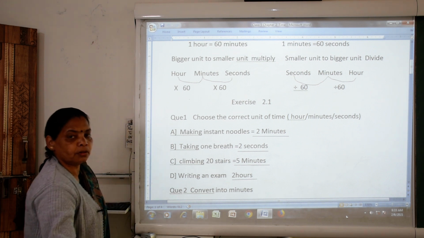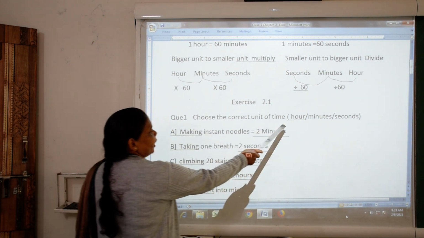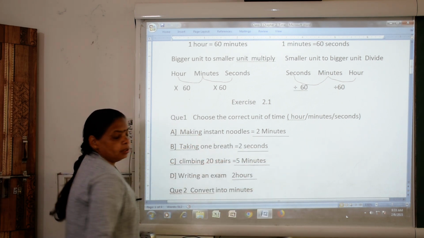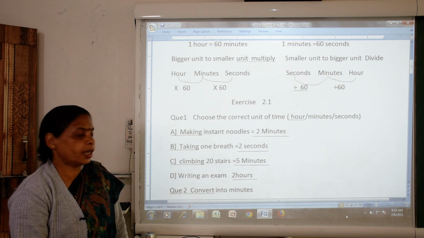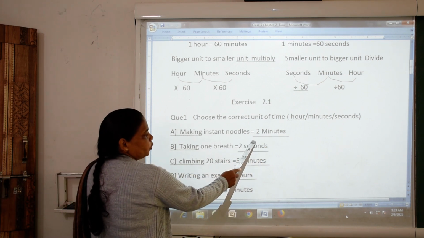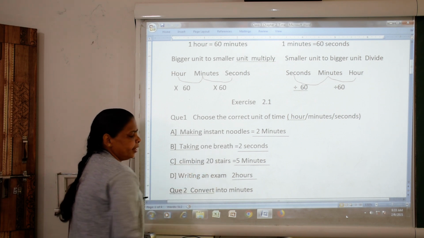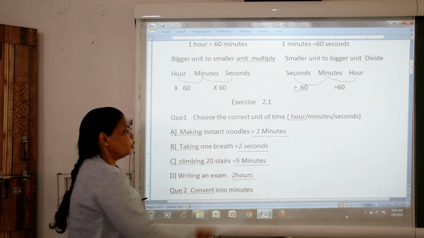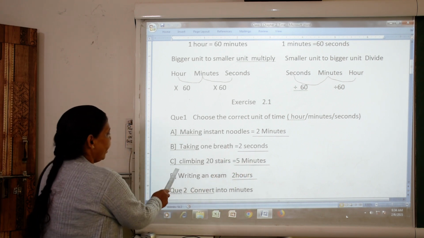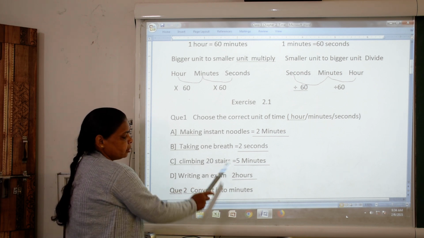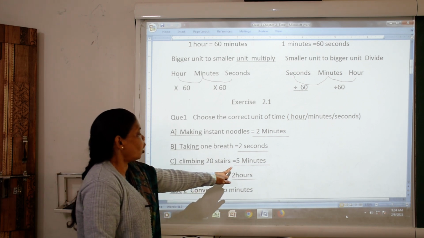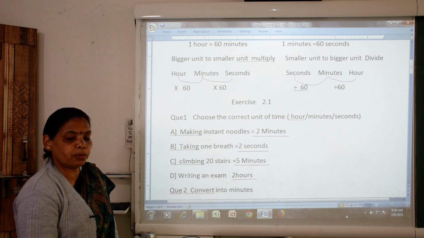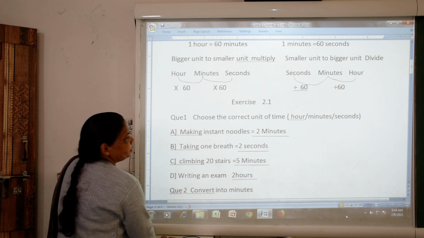Exercise 2.1. Choose the correct unit of time, minutes or seconds. Making instant noodles: how much time will it take? 2 minutes. Taking one breath: how much time have you taken? 2 seconds. Climbing 20 stairs: how much time will it take? 5 minutes. Writing an exam: how much time will you take? 2 hours.